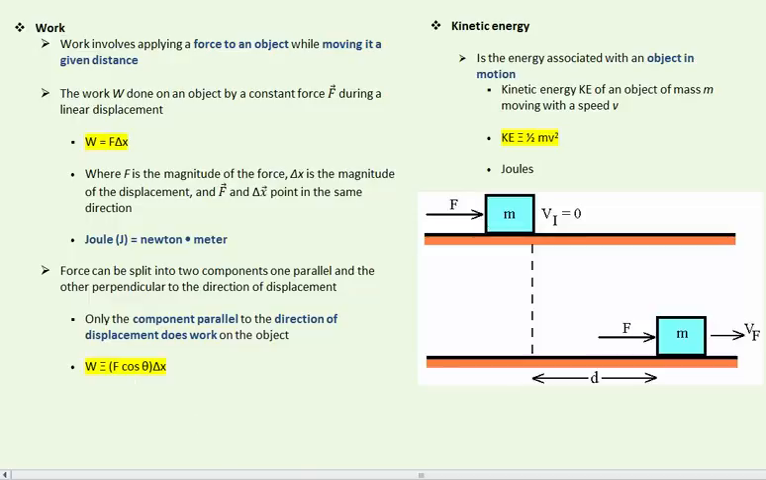When work is done on an object, the object is put into motion. This motion is called kinetic energy. The kinetic energy of an object is its mass moving with a velocity. We see that kinetic energy can be defined as 1/2 times our mass times our velocity squared. We can see that kinetic energy, just like work, is expressed in the unit of joules.